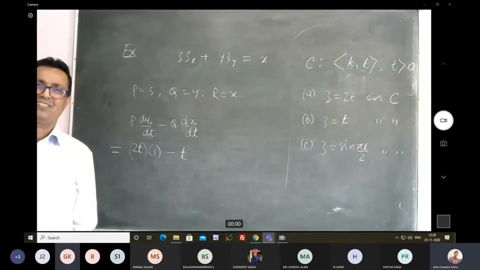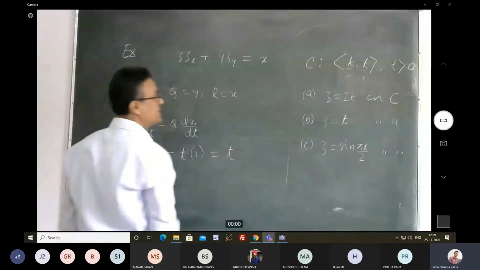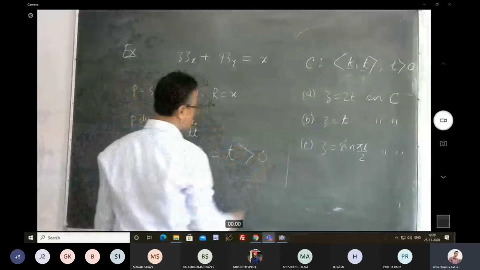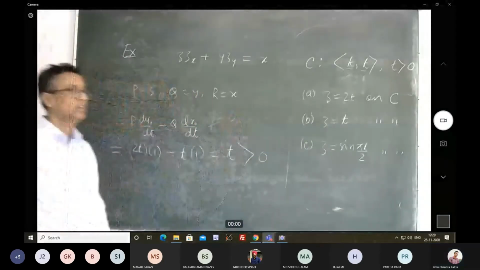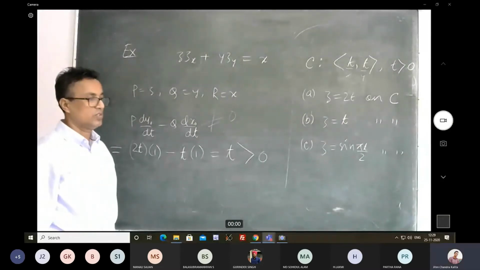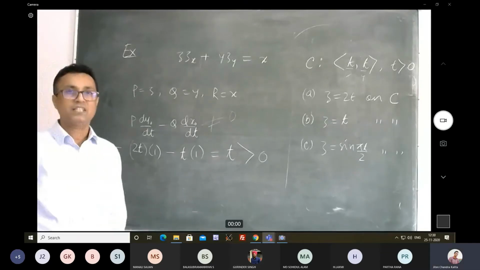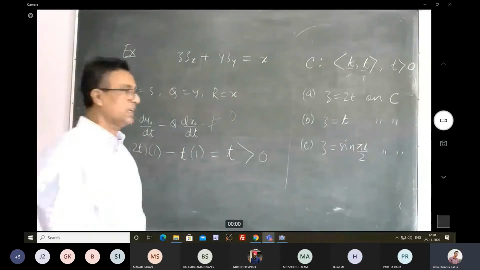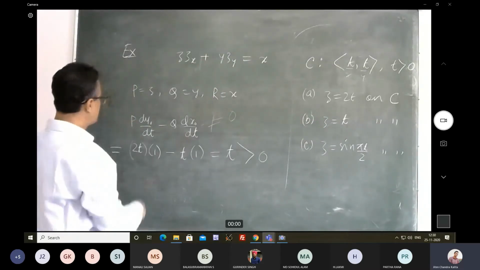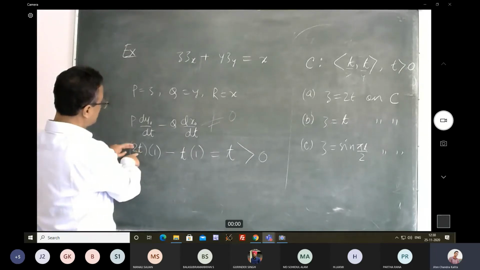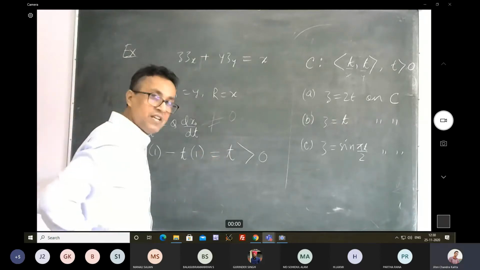So what we get is t, and we have already been given t greater than 0. So that means this is not equal to 0, and we are going to have a unique solution in that case. Okay, fine. And then in the second case, z equal to t. So instead of 2t, it is going to be t, so this is going to be 0.